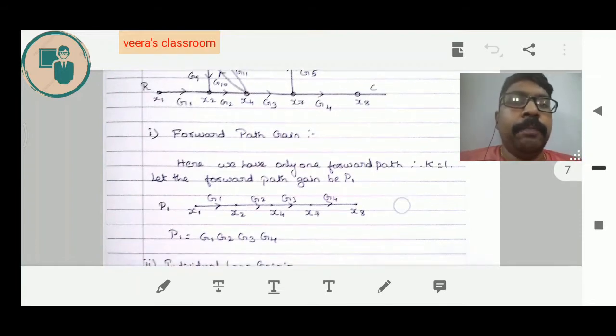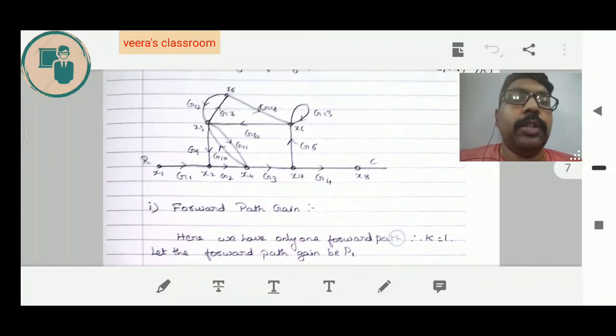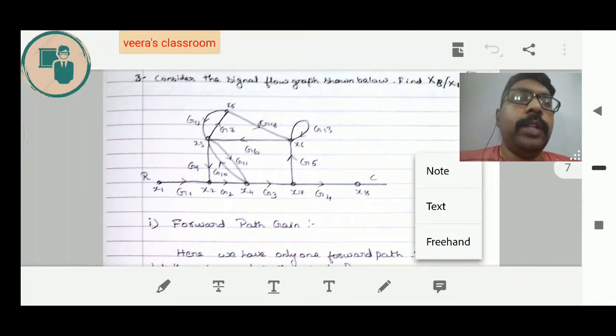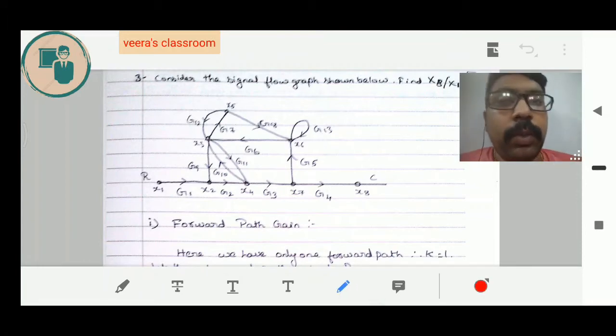That is simple. We will move to the second step, that is individual loop gain. What does it mean by individual loop gain? It should start from one node and it should end at the same node. So we have to find the individual loops. We have 2 to 3 individual loop gains here. We'll see them one by one. We'll start with this loop.